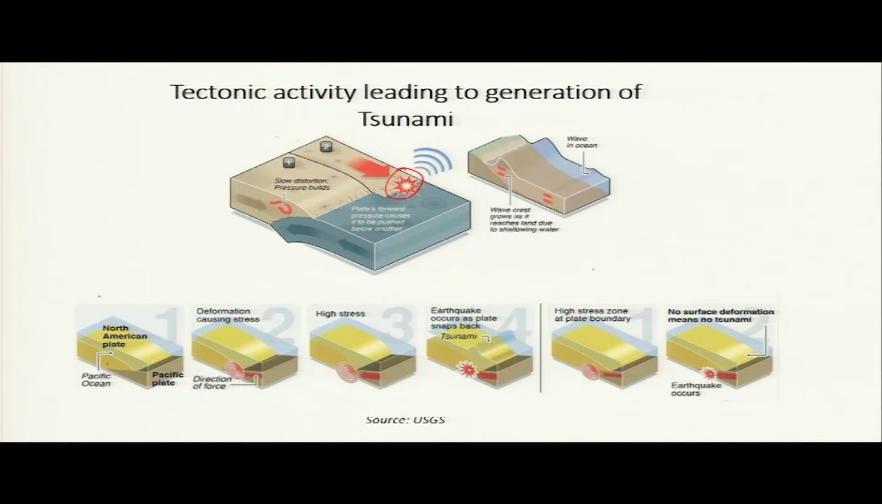As you can see, the North American plate is the overriding plate on the Pacific plate. The deformation is taking place between these two plates, which is causing stress. If there is high stress leading to a slip, then that slip will turn into a form of energy which will create the earthquake, and that earthquake occurs as it snaps back, which generates the energy that is transported into the water, which creates the waves. These are the high stress zones at plate boundaries where the earthquake and then tsunami are generated.